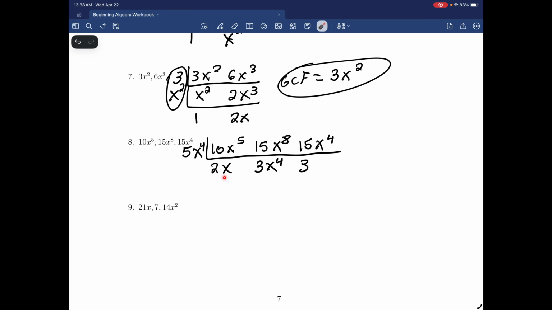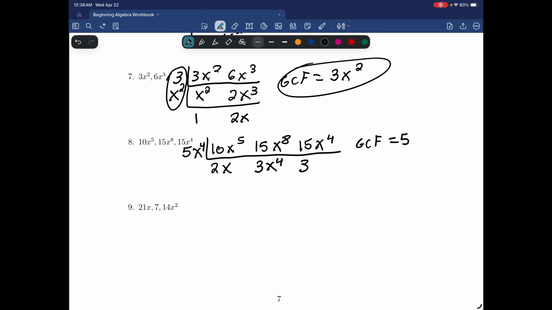And looking at all three of these monomials that we have here, there's not a common factor that we can divide out anymore. So this here is our greatest common factor. So our greatest common factor is 5x to the 4th.